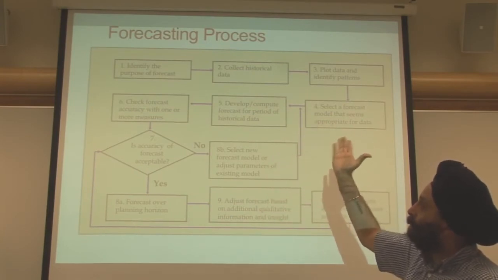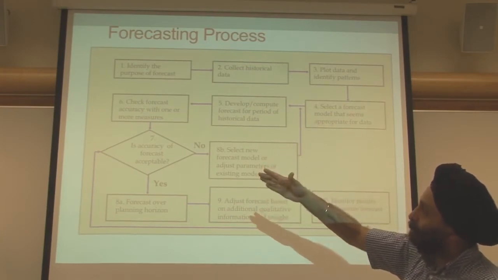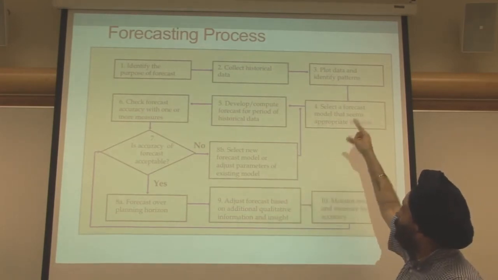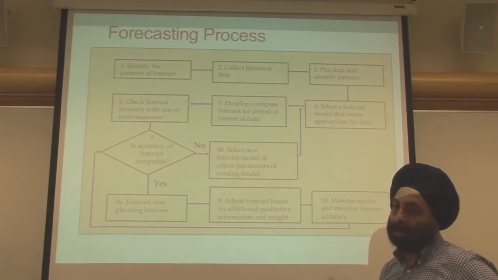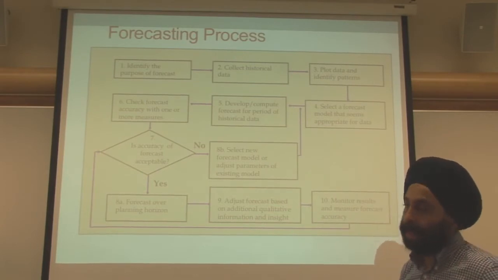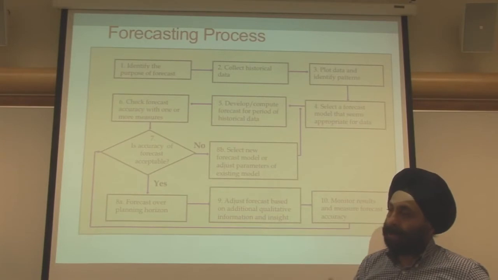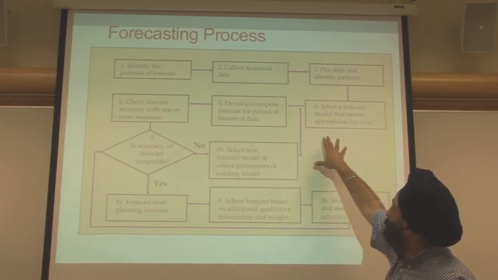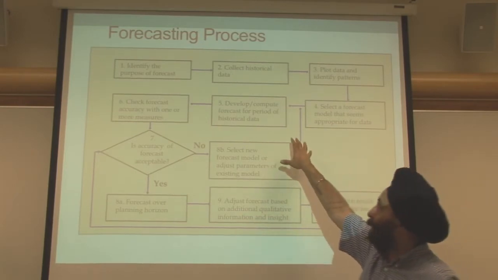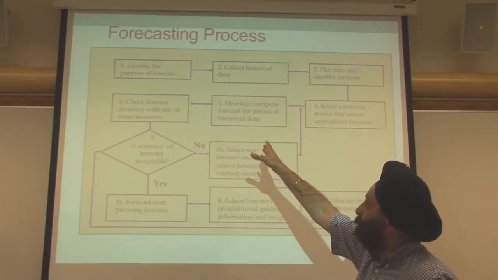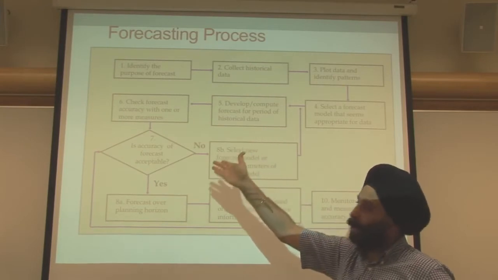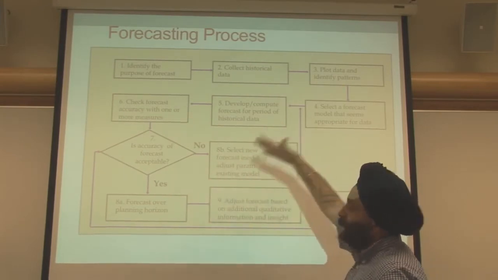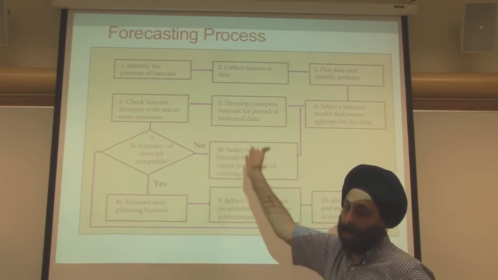Then one goes about, assuming we are doing a quantitative forecast, by collecting the historical data accordingly and plotting the data to identify any patterns, whether we see some seasonality or cyclicality or any trend component in there. Select the forecast model that seems most appropriate for this data, and then develop and compute the forecast for the data. Check the forecast.